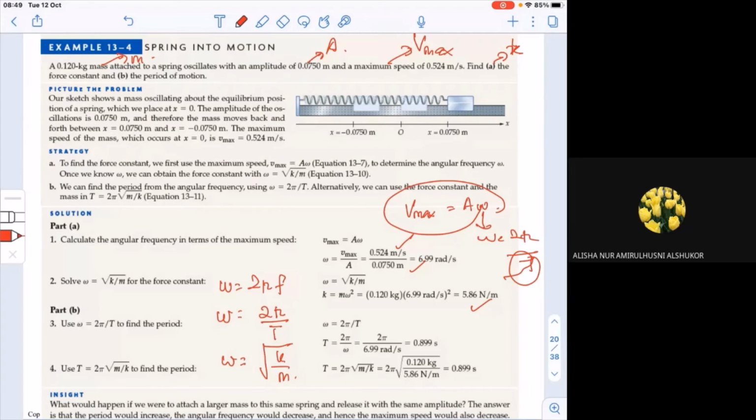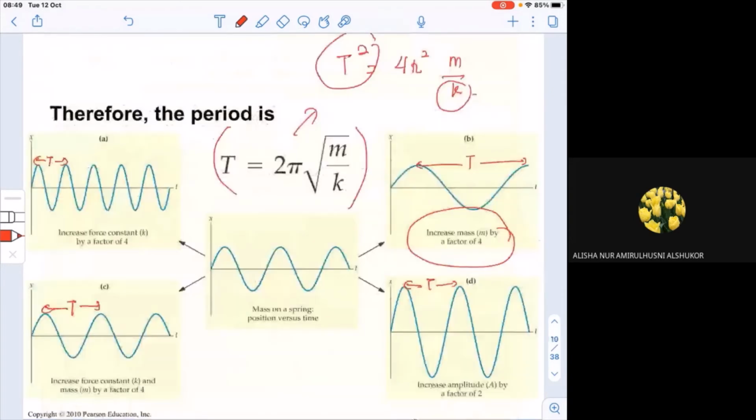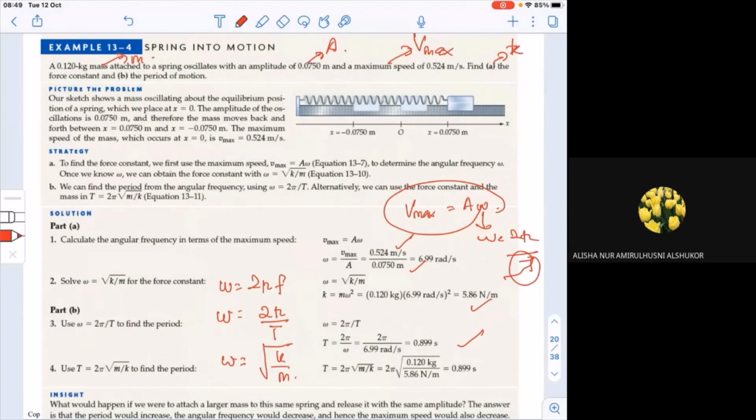From the value of omega, we can try using omega equals 2 pi over T, so you can get T. And from the equation that we just learned, T equals 2 pi square root of m over k, we can also obtain the same answer, which is 0.899 seconds.